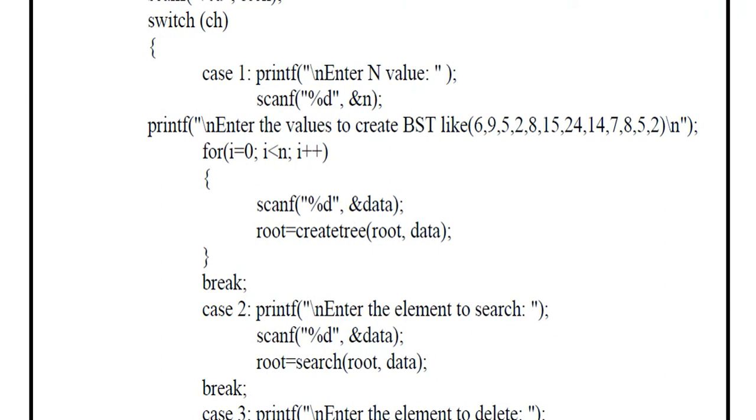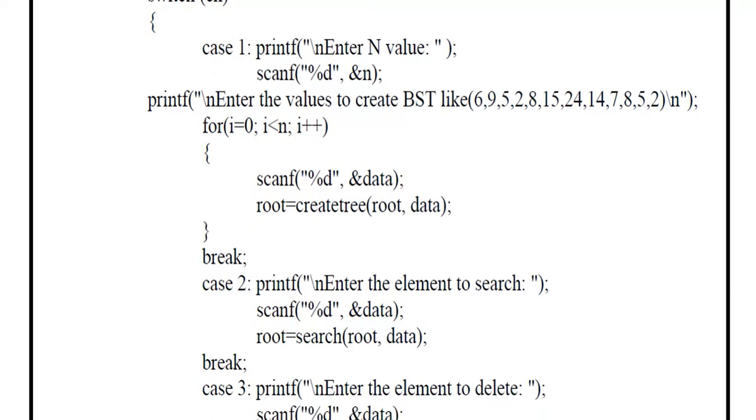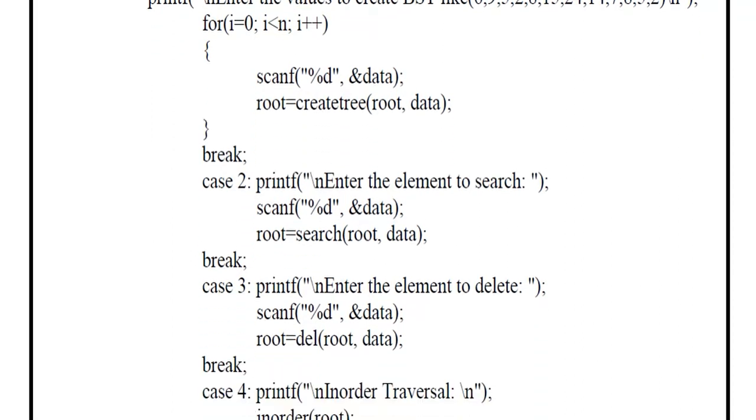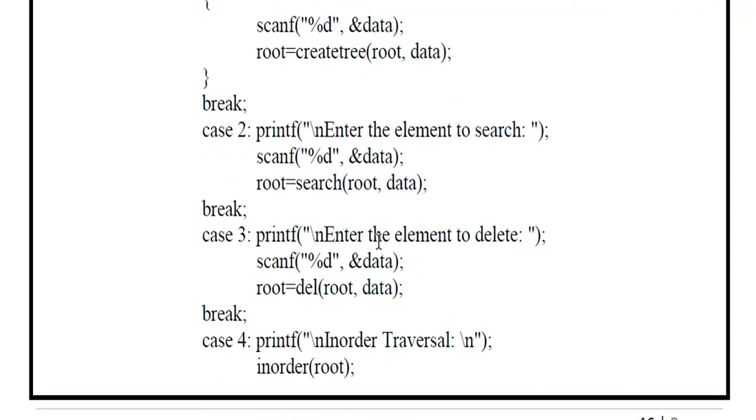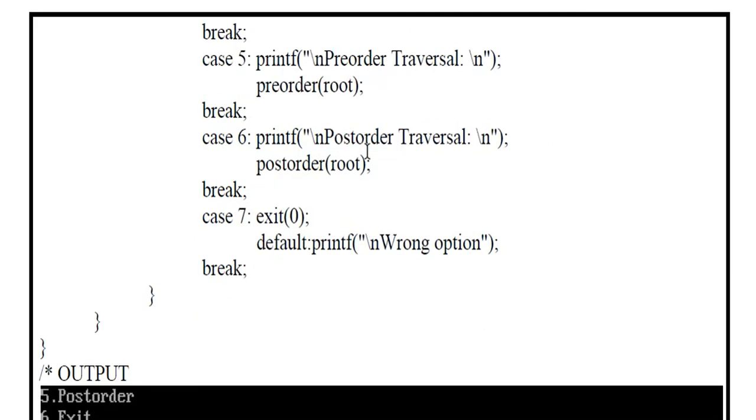And the third option we have is the element to be deleted. Here it is going to search for the element the same way as the search operation, and then delete that particular element. Of course, in the question the delete operation is not there, so you can see the code later. The next we have is in-order traversal. Option 5 is pre-order traversal, option 6 is post-order traversal, and 7 is exit.